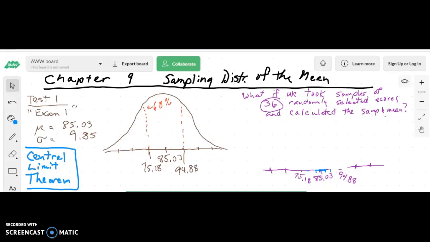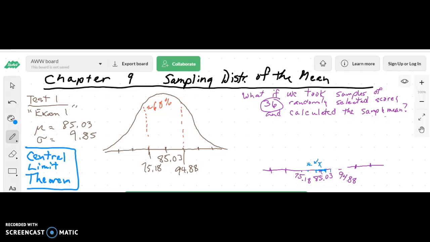And it turns out that if we continue to do this, the means are going to fall pretty close to what the actual population mean is. So we might end up getting one group that has a mean a little bit above 85. We might get one a little bit below. We might get one right on it.